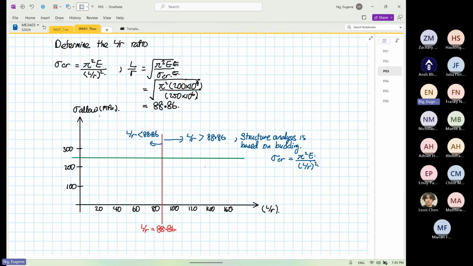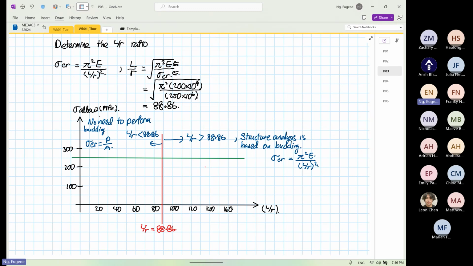than 88.86. Okay, so you are going to apply your critical stress equal to P divided by A. On the left-hand side, if your L over R is less than 88.86, no need to perform buckling analysis.